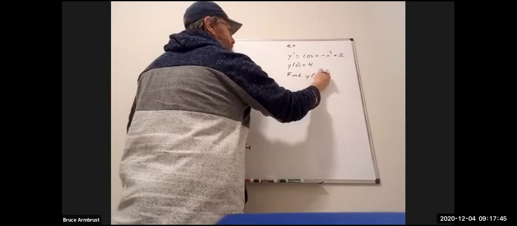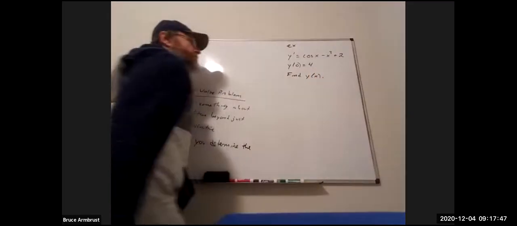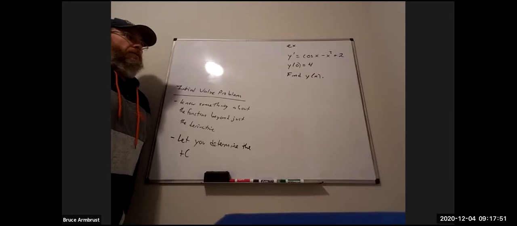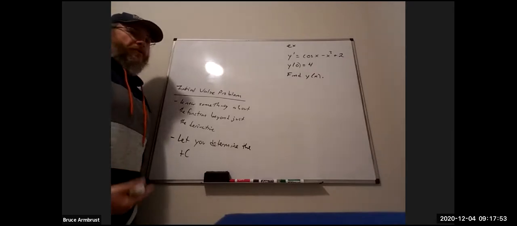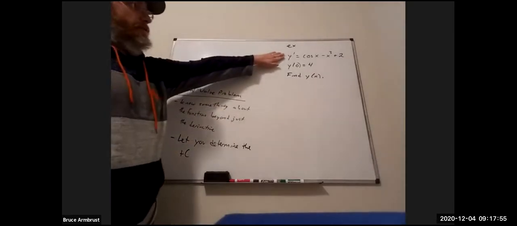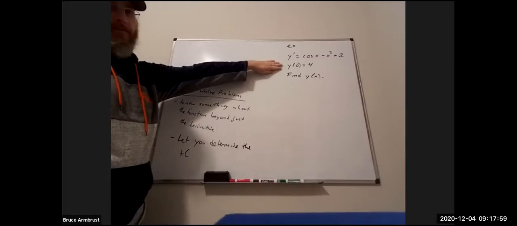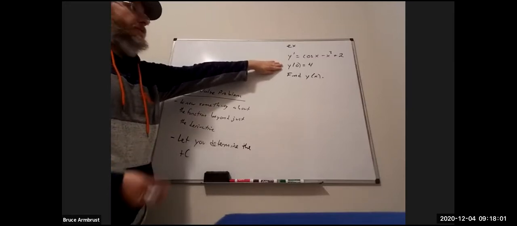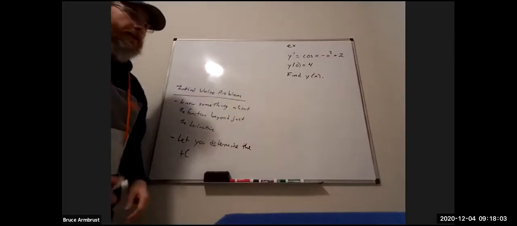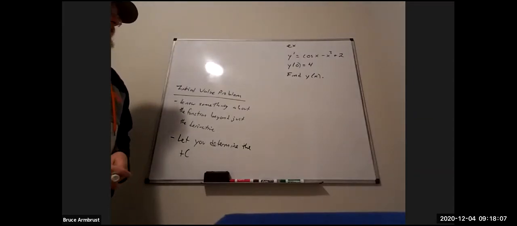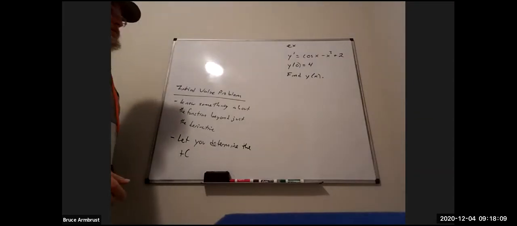Find y. Okay, so here's an initial value problem. It's an initial value problem because we're given a derivative, and we're also given more information about the function. We're told that at 0, this function is equal to 4. All right, so let's see if we can actually solve this.